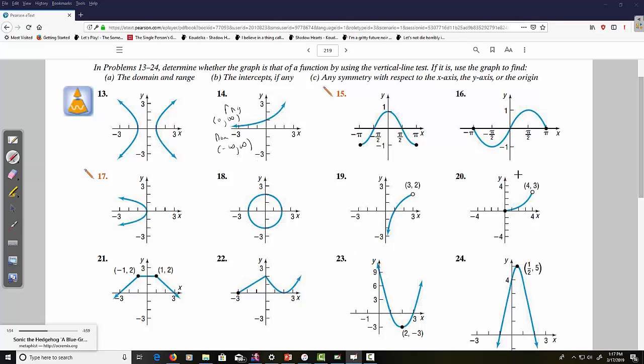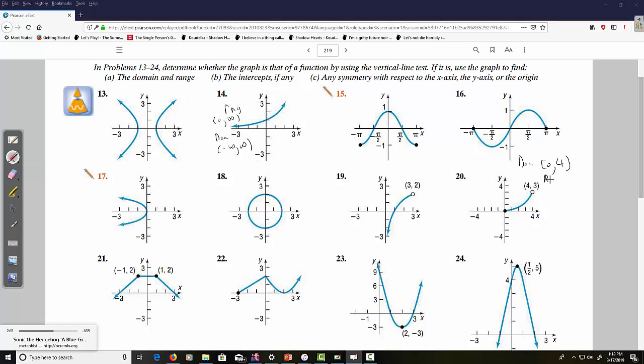This is kind of neat. It is a function. Its domain would be 0 with a square bracket to 4 with a parenthesis, because it goes up to 4 but doesn't actually have a point there. It has an empty circle.